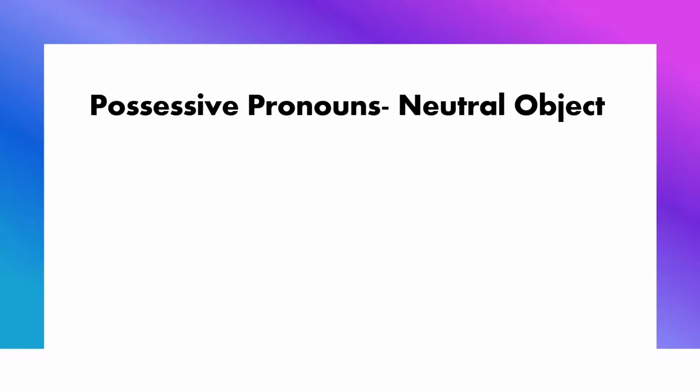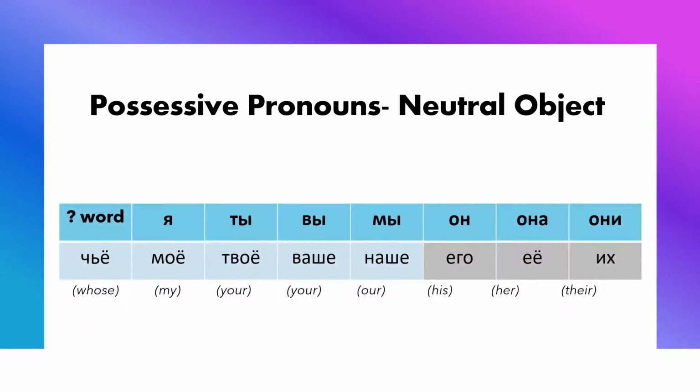Talking about neutral objects now. So, same table. Our question word is чье. So if I had a neutral object like an apple, яблоко, and I wanted to ask whose apple is this, I would say это чье яблоко.